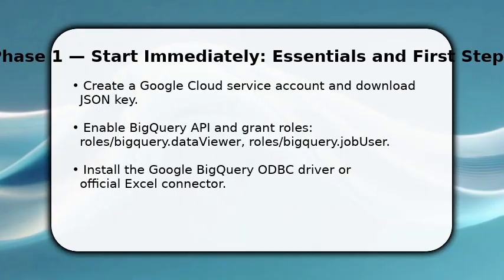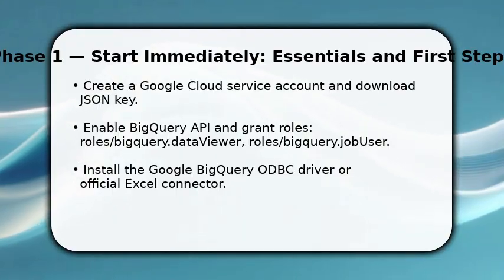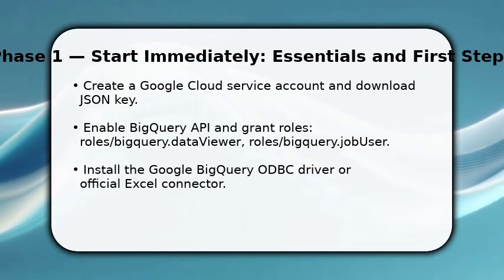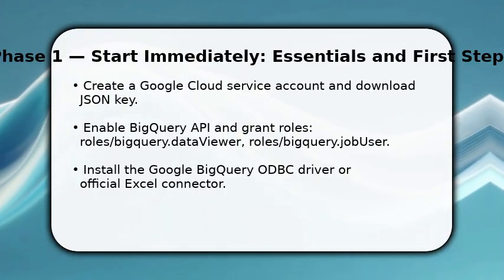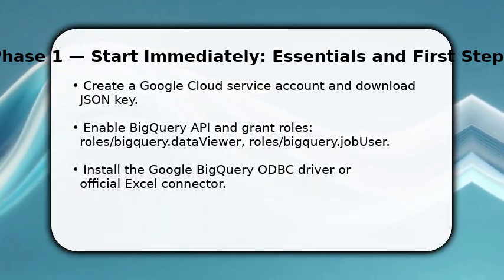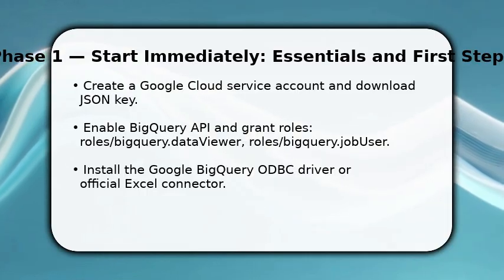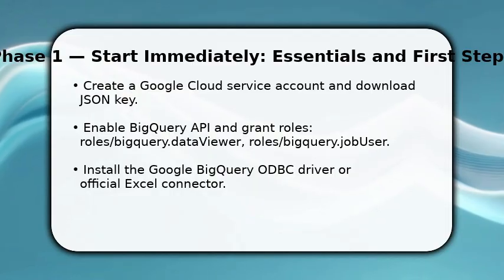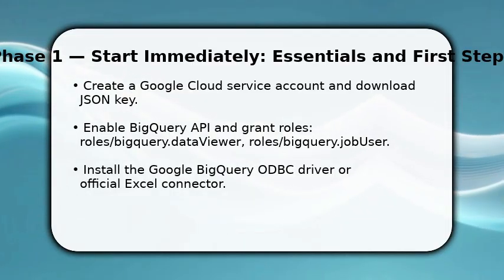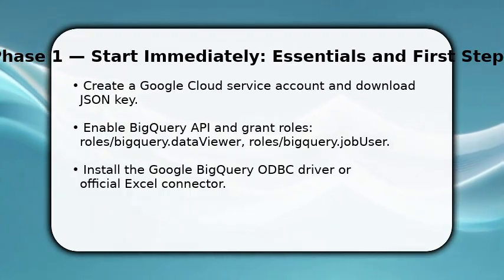Enjoy the video. You start by preparing credentials and the driver so you can connect securely. Create a service account, grant it data viewer and job user roles, then download the JSON key. This key authenticates Excel. Once done, install the BigQuery ODBC driver or the official Excel connector. This provides the bridge between Excel and BigQuery. Make sure your Google Cloud project has the BigQuery API enabled.